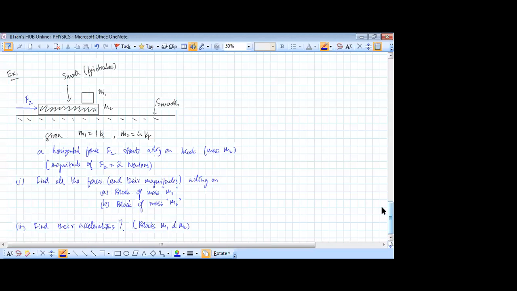Yes, Adinath, your answer is correct. Dhruv, your answer is not correct, beta. Just check your concept again here. There is no friction between M1 and M2. So the hint to you is when you are applying the force F2 on M2, that plank kind of block will just slide from under M1.